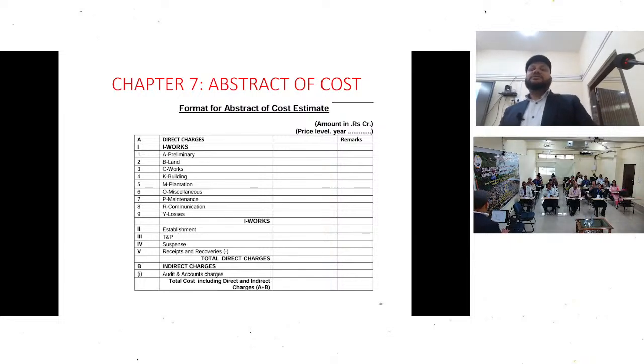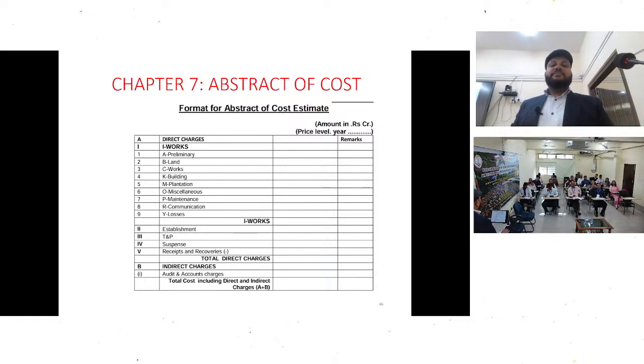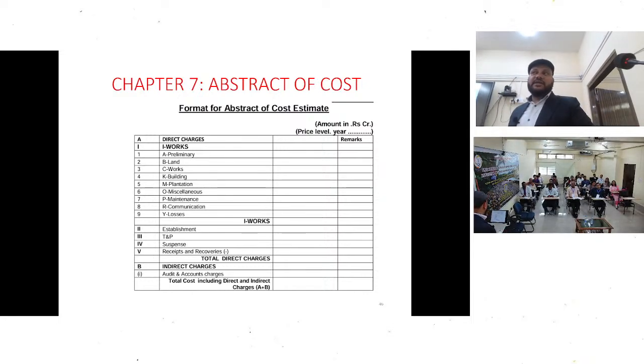Then the abstract of cost. This is a simple table that is taken from the guideline. First is works, only works. This is how much cost will be involved. Primarily land acquisition, what the works are, how much is required, plantation, miscellaneous, and other things. And we also plan establishment, T&P, suspense, and indirect cost. Then we also subtract. This is how we do the abstract of cost. How much cost will come?